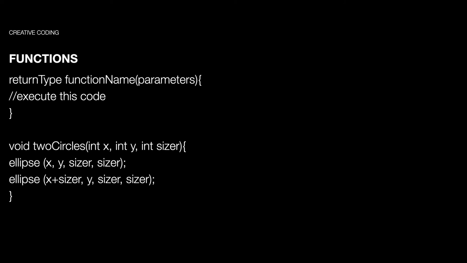Processing includes a function called ellipse, and what we're doing when we call that function is we write the name of the function and we pass in these values or these arguments, and then when Processing handles it, it takes those values, kind of like this function here, this void twoCircles, and it does what's inside the curly braces, and it draws that thing. So here's an example of what that looks like.